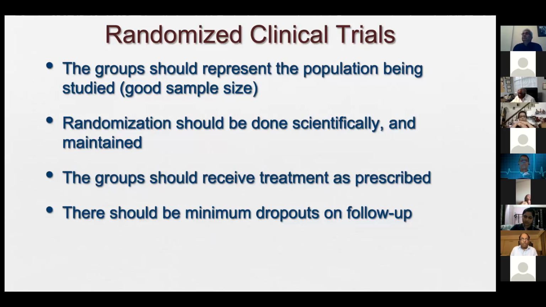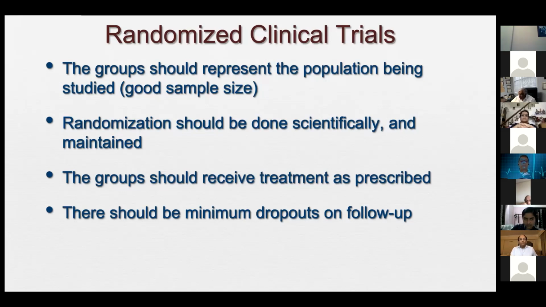Second important thing is that the randomization should be done scientifically and should be maintained throughout the trial. Third important thing is that the group should receive treatment as prescribed. There should not be much deviation. And fourth important thing is that there should not be much dropout on follow-up. So if you maintain these 4 things, then the trial can give a good result or more accurate result.